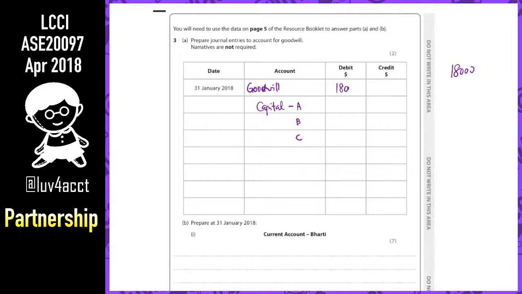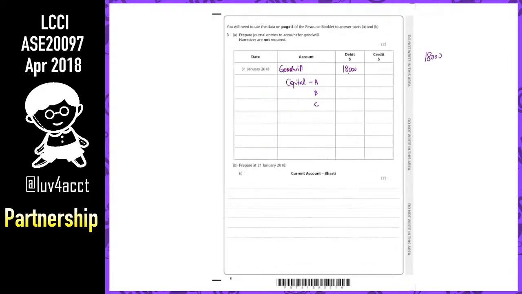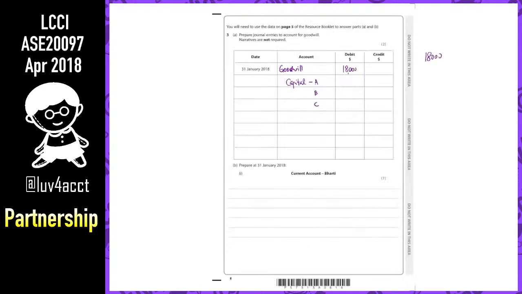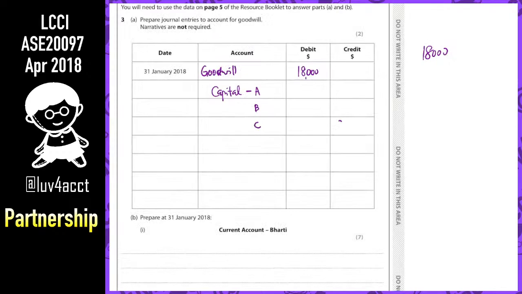Okay, so 18,000, 3 to 2 to 1, that is 6 divided by 6. 3 to 2 to 1, right? Or 1 to 2 to 3. 3 to 2 to 1. Okay, that is 3,000, 6,000, and then 9,000.